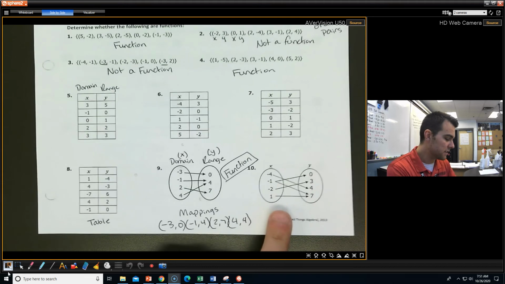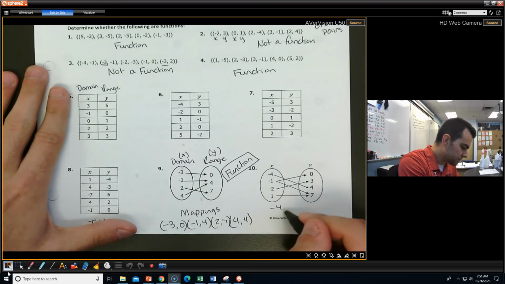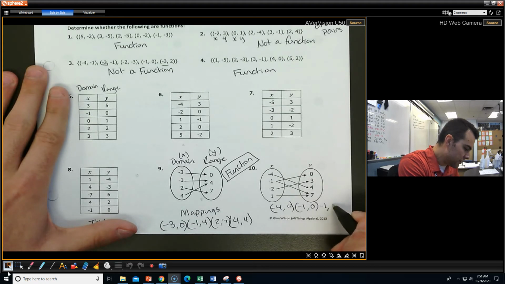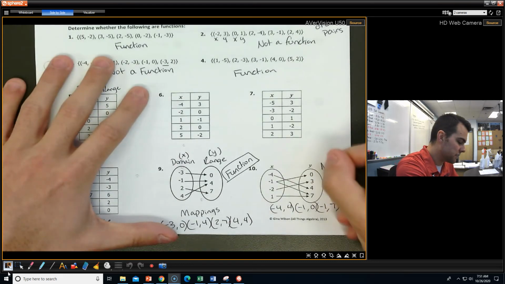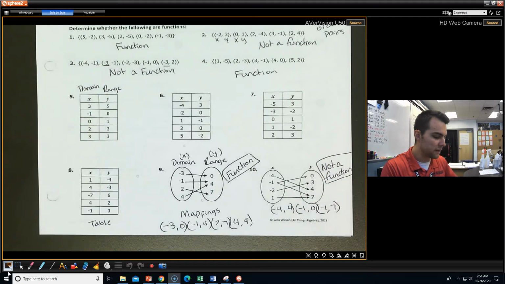All right, we're back. Let's take a look at number 10. We got -4, 4. We got -1, 0. And we got -1, 7, it looks like. And right off the bat, I know that is not a function. The x values have repeated. Not a function.